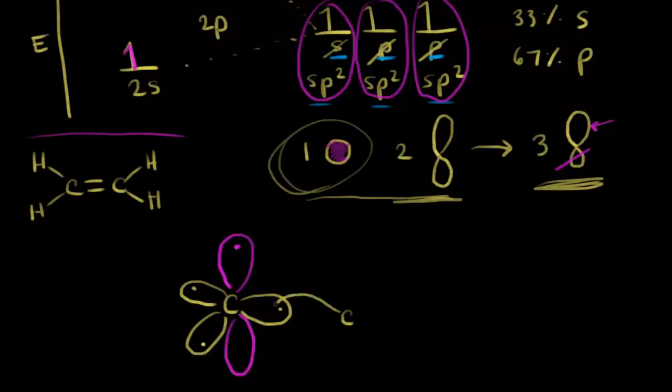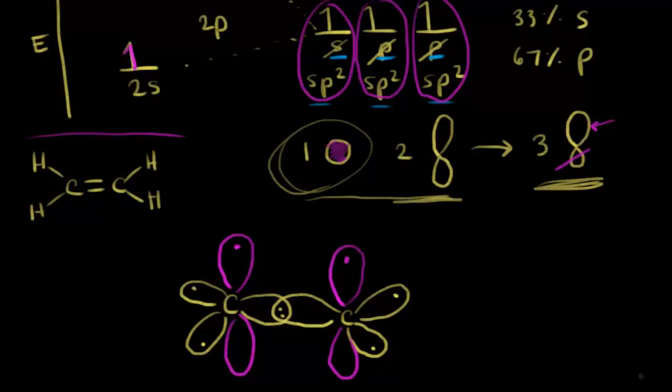So we can go ahead and draw on an sp2 hybrid orbital, and there's one electron in that orbital, and then here's another one with one electron, and then here's another one with one electron. All right, and this carbon, being sp2 hybridized, also has an unhybridized p orbital with one electron.